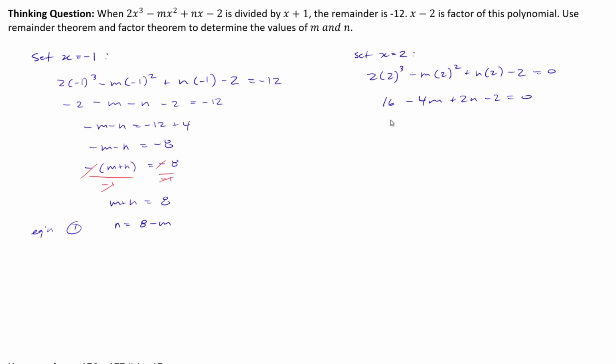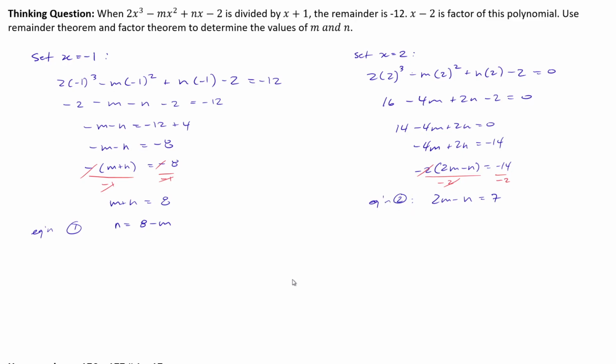Okay. So I'm going to simplify this a little bit. I get 14 minus 4m plus 2n is equal to 0. Bringing the 14 to the other side, negative 4m plus 2n is equal to negative 14. Factoring out a negative 2, we get 2m minus n is equal to negative 14. Dividing both sides by negative 2, I end up with 2m minus n is equal to 7. And I'll call that equation 2.